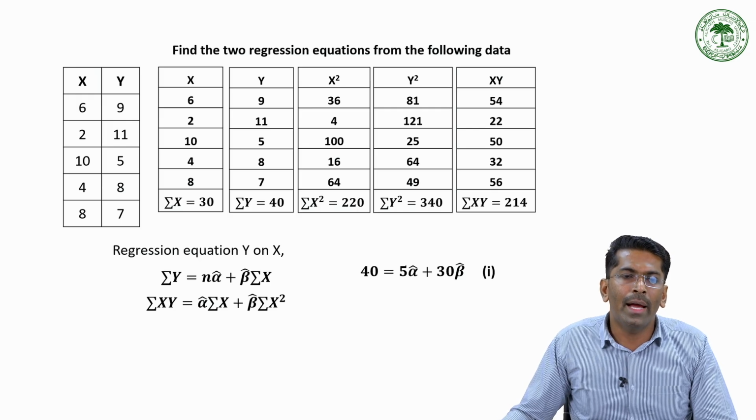40 equals 5 alpha hat plus 30 beta hat. See, sum of x, what is sum of x? Which is 30 into beta hat. This is equation number 1.